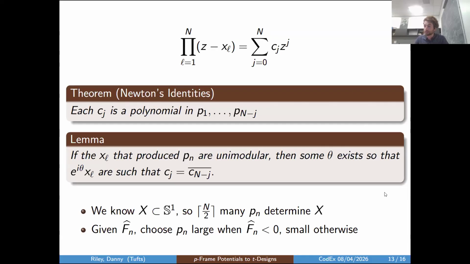And so now the name of the game becomes, I know what f hat is. I know it's positive up to some bound, and then it starts alternating. Can I choose these pn's such that they're large when this is negative and small otherwise? So that's the reframing that I want to give for how we know that our minimizers are global minimizers and to begin to fill in the gaps.